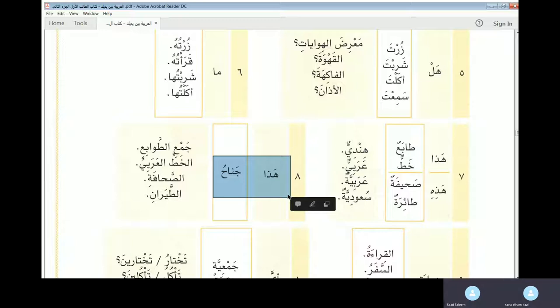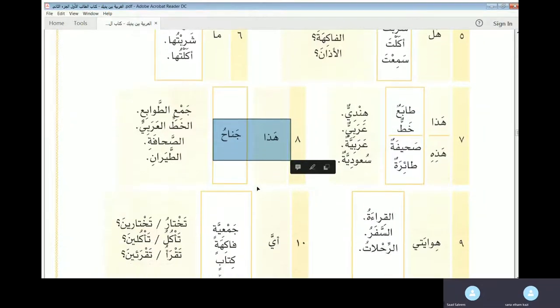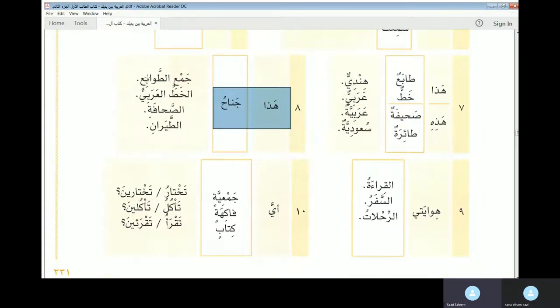This is a Saudi airplane. هذا جناح الطوابع. When we have alif lam, we cannot use tanween at the end. So this is a stall, the stamp collection stall.